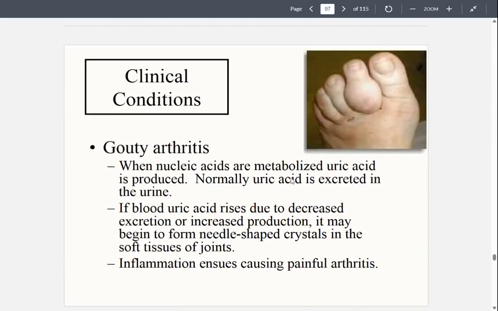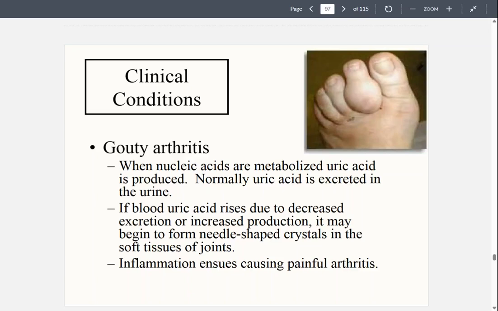Now, another type of arthritis is gout, or gouty arthritis. When we break down nucleic acids, DNA and RNA, we get uric acid as a byproduct. Normally, that uric acid is removed from our system by our kidneys through urine. Now, sometimes the kidneys just aren't able to do their job. They're not able to manage it. Either we have decreased excretion, or we have an overproduction and the kidneys can't help maintain that.